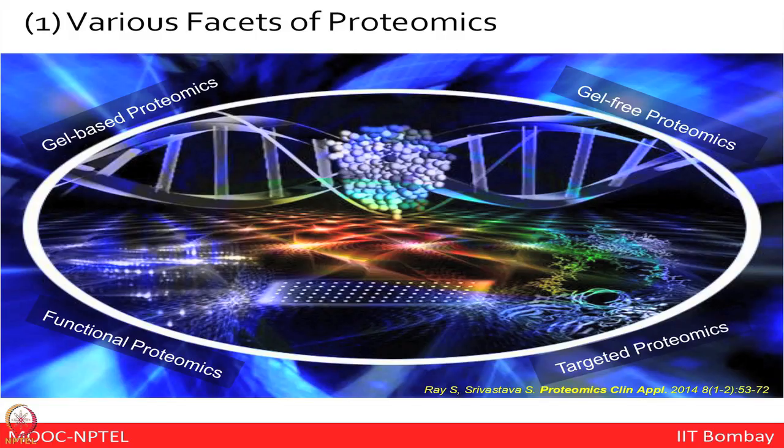So one could say that there are various facets of proteomics, starting from the beginning of the field, which started with gel based proteomics, or gel free proteomics which is predominantly based on mass spectrometry and various label free biosensors, or functional proteomics where you want to study the function of a given protein, or targeted proteomics where you want to target a specific protein or peptide sequence and do their validation in a high throughput manner. I'll give a very brief overview of each of these domains.